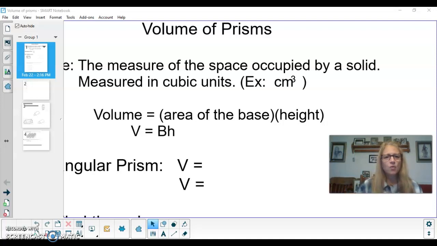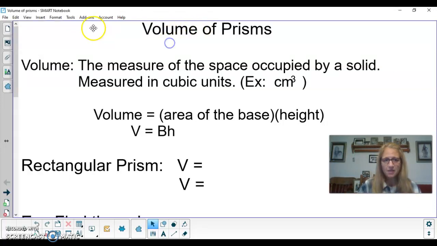Okay, so we're going to go on to volume of prisms. The volume is the measure of how much space is occupied by a three-dimensional solid. It's the amount inside. Now I know we learned three different volumes for those three different shapes, but when you have a prism, it's always the area of the base times the height. But the base could be a square, a rectangle, a triangle, or a trapezoid. So this part is going to change depending on the type of prism.